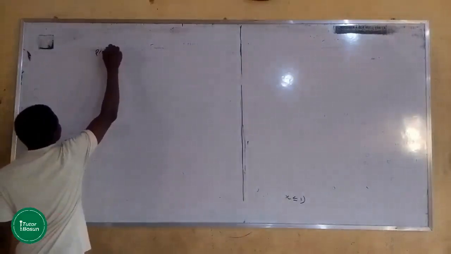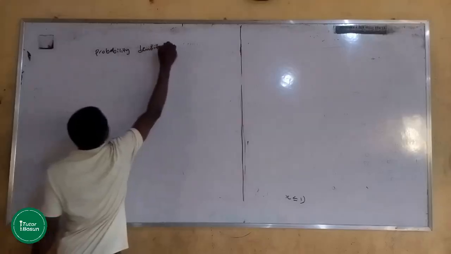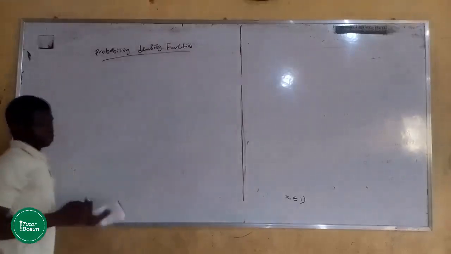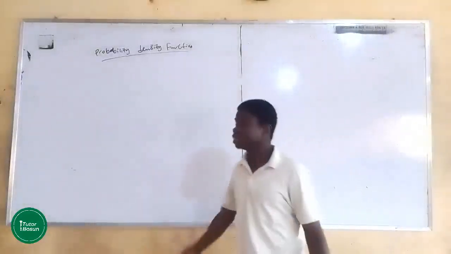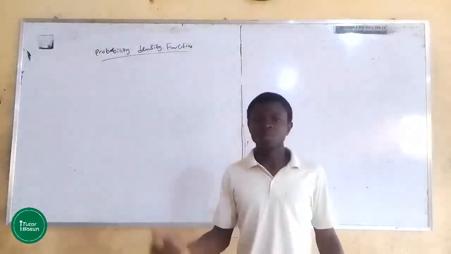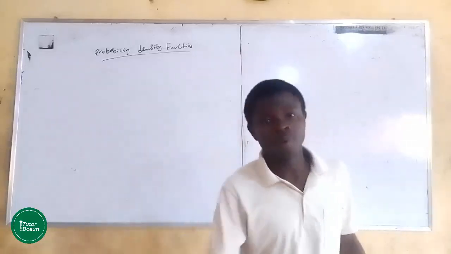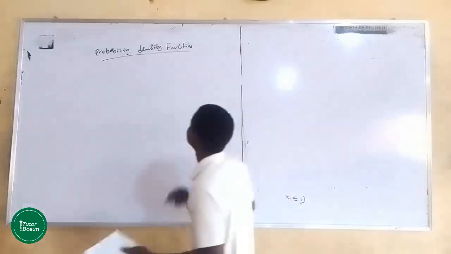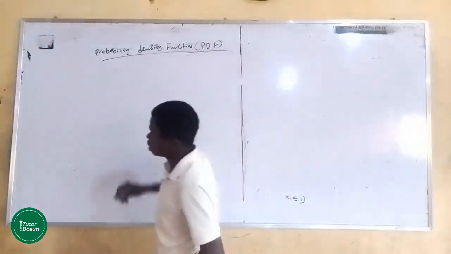Probability density function. As I told us in the last lesson, both the probability function and the probability density function have their corresponding distributive or cumulative function. We discussed the distributive function for the probability function, and we will also be discussing the distributive function for the probability density function. It is also known as PDF, and it can be shortened as PDF.